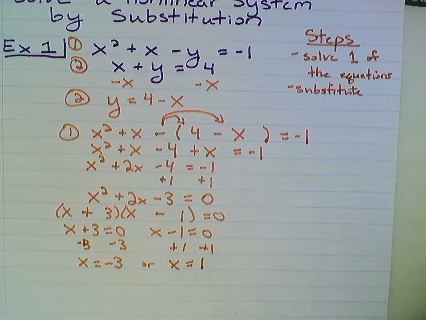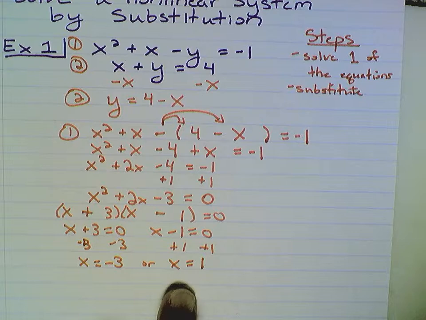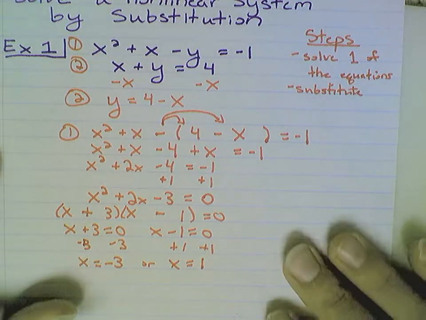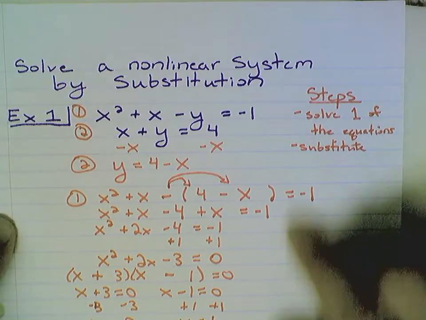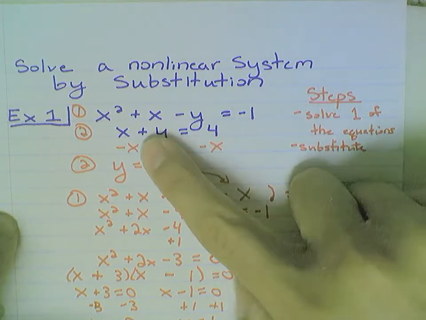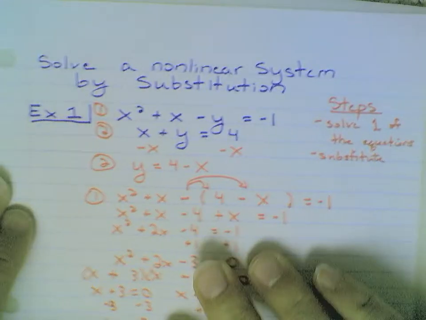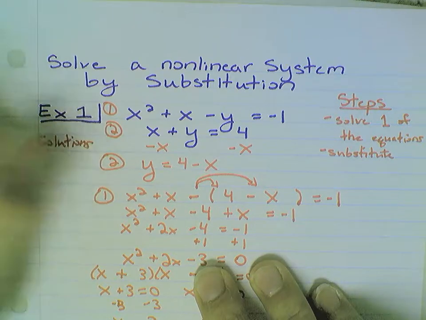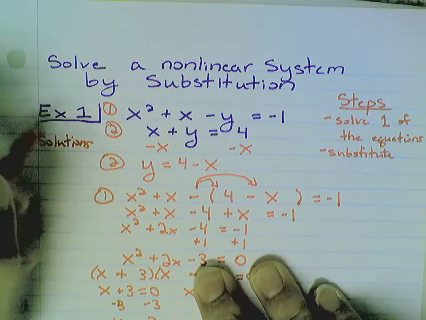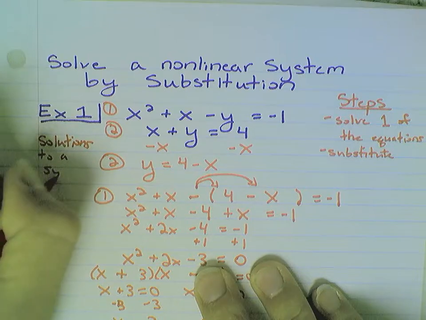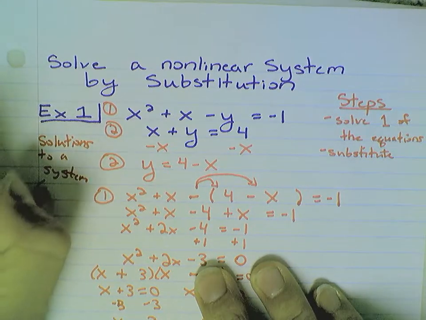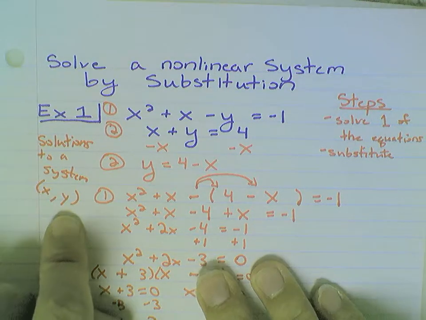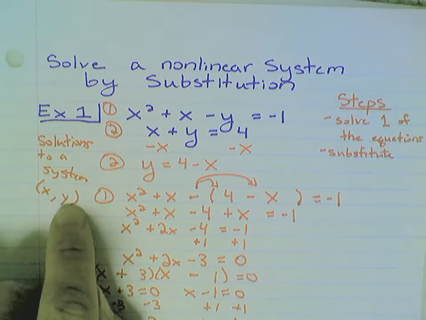Now I'm not quite done yet because I only have x values. I know normally we're used to just x values being our solution, but anytime we're working with a system that has two variables, x and y, our solutions will always be points. So one thing to note about systems is that the solutions to a system will always be a point. You're going to have an x and a y value, and sometimes you can have multiple solutions. So you might have multiple points that are solutions.